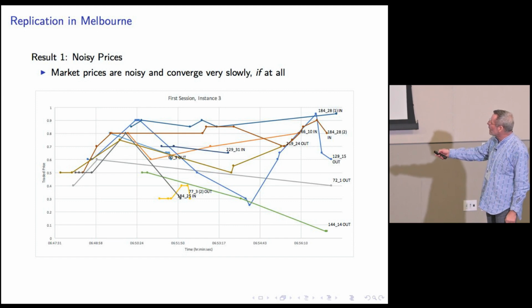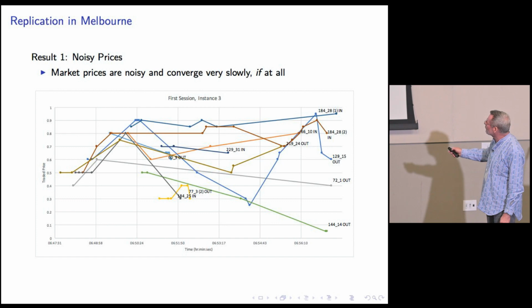And each of these lines are the prices at which each of these securities traded. For instance, here is a 184.28 item, and it happened to be in the optimal solution. So it had a weight of 28 and a value of 184. And as you can see, it goes up. This is what you want, right? Here's an out security, the price went down.